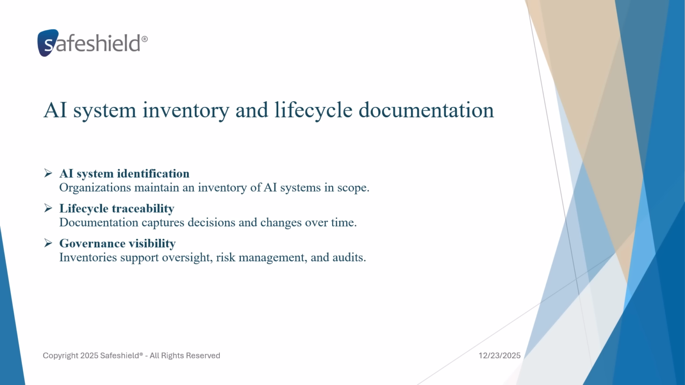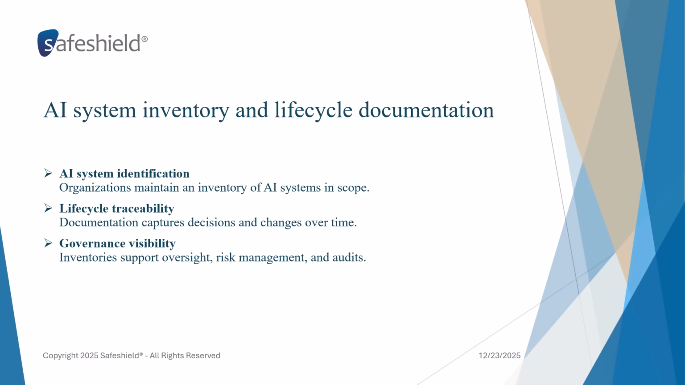An AI system inventory provides visibility into what the organization is governing. ISO 42001 expects organizations to identify and document AI systems within the AIMS scope. Without a reliable inventory, risk assessment, monitoring, and auditing activities cannot be performed consistently. The inventory serves as the foundation for governance, assurance, and accountability.